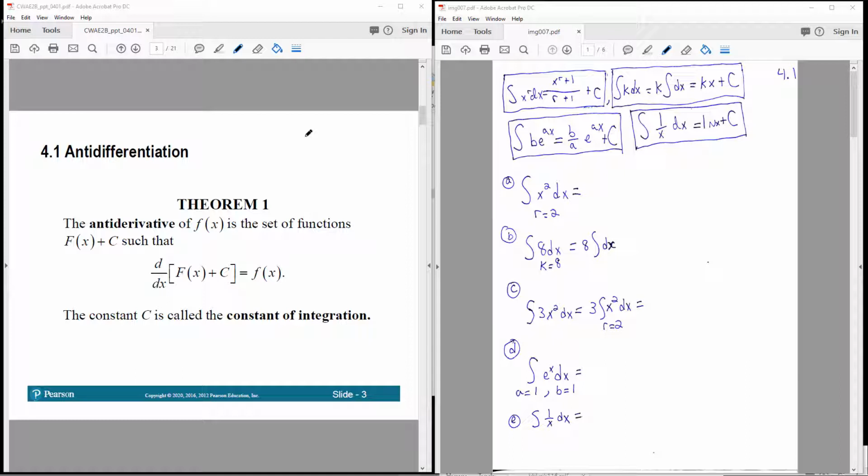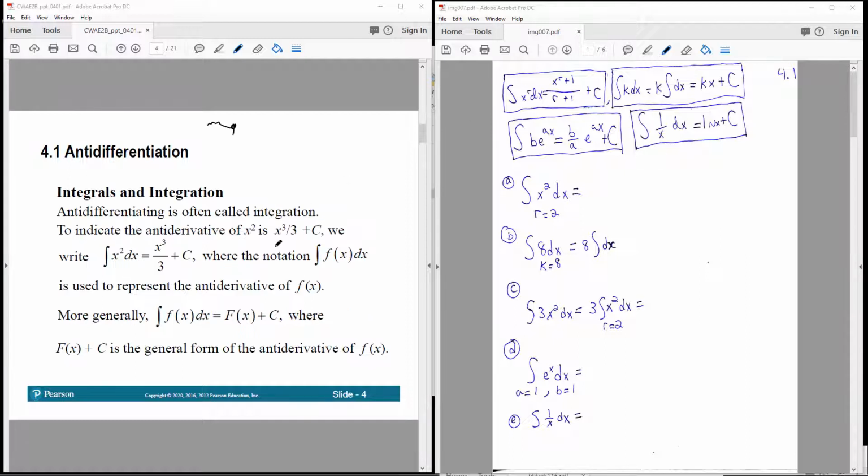The constant c is a constant of integration. It comes as a result of integrating. And the notation to represent the antiderivative of something is right there. And the result will give us back the original function. More generally, it looks like this. When we integrate something here, it gives us the original function back here plus a constant. F of x plus c is the general form of the antiderivative.